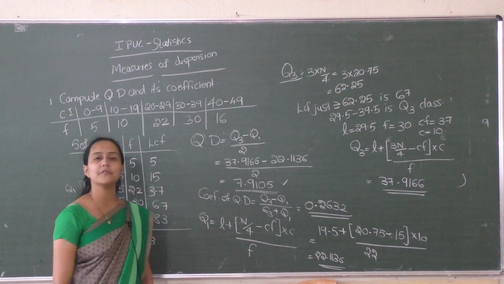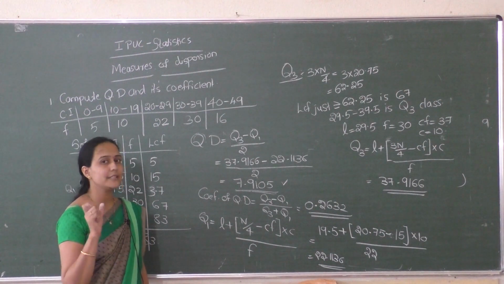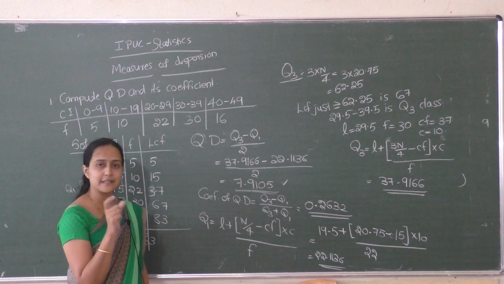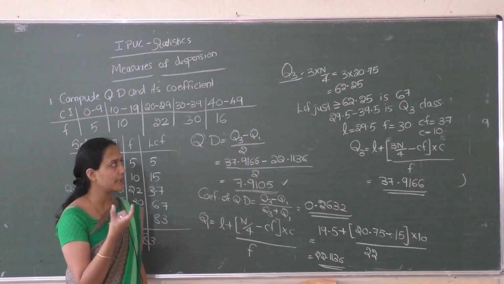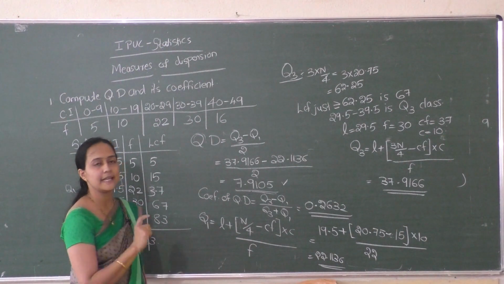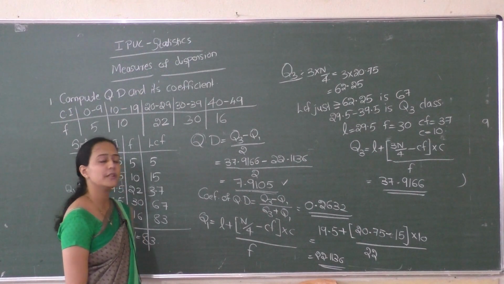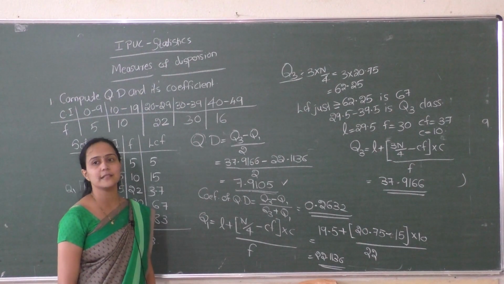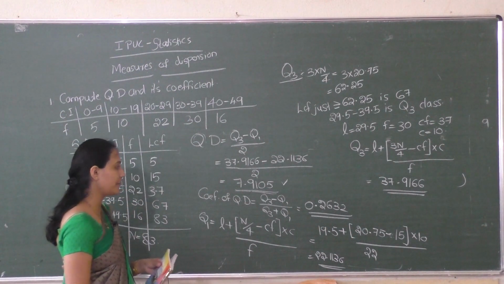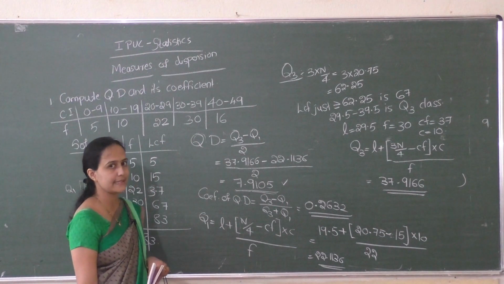Next, similarly, we find Q3. For finding Q3 it is 3 into n by 4. Which observation comes? Next, the LCF just greater than 3 into n by 4. How much? The cumulative frequency. Then L, CF, everything, apply the formula. Then the QD formula is Q3 minus Q1 divided by 2, and the coefficient of QD formula is Q3 minus Q1 divided by Q3 plus Q1. Hope it is clear to you.